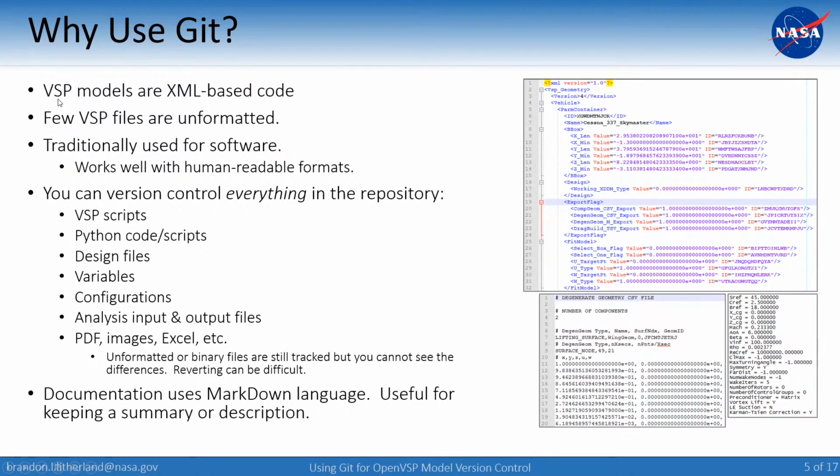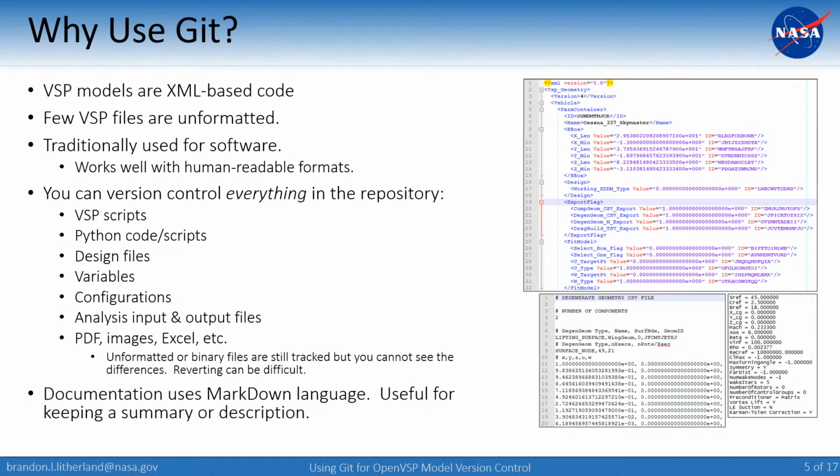So the nice thing is that VSP models are essentially an XML-based code. It's all human-readable format. And in fact, few VSP files are unformatted in a way where you couldn't just go in and read what it is if you understand the syntax and the language. Now, you can version control everything in the repository, including things like VSP scripts, Python code or scripts, MATLAB codes, design files, variable files, configuration setups, analysis input and output files.